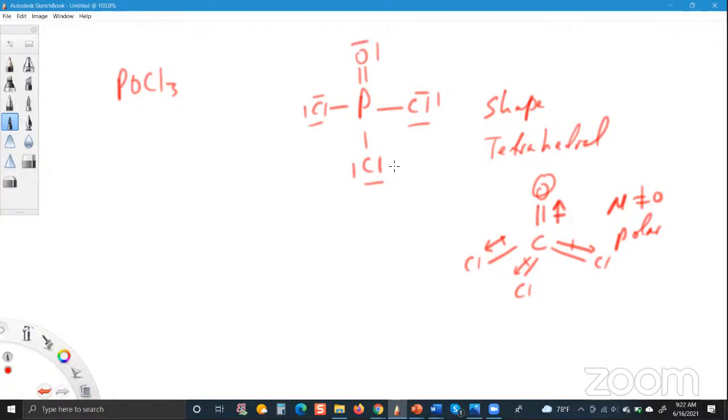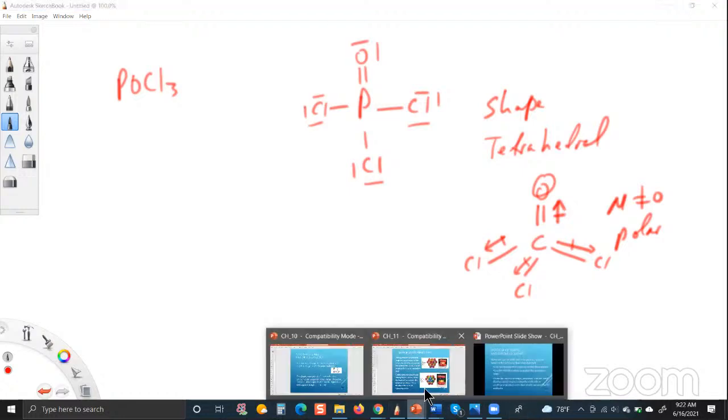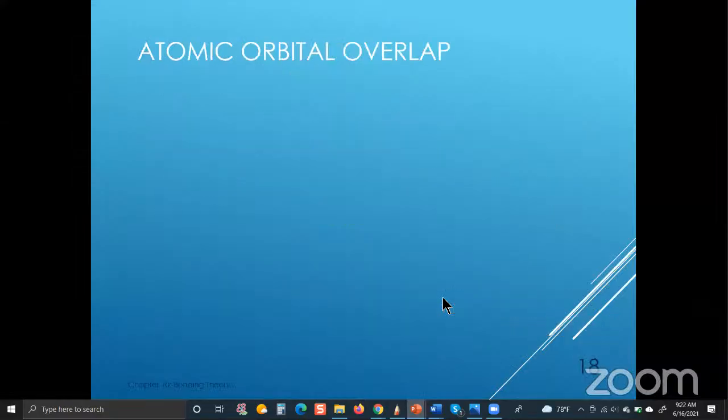So that's basically how you determine the polarity of a molecule based on the shape, based on a Lewis structure, which ultimately would lead you to the shape based on the VSEPR theory. And then you look at whether or not the bond polarities will cancel out each other. If they don't cancel out each other, that means that the molecule is polar. If they do cancel out each other, that means that the molecule is nonpolar. Okay, so let's continue our discussion.